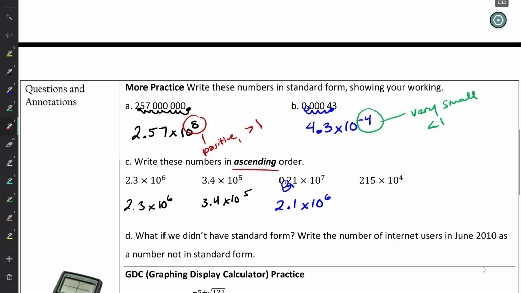By the same idea, here we have our decimal 215 times 10 to the 4. Move the decimal over 2 to the left, which means we're making the number bigger. We're making the exponent then plus 2 more. So that's going to be 2.15 times 10 to the 6.